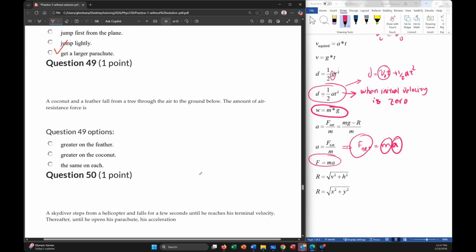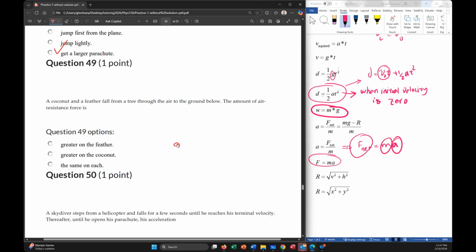49. A coconut and a feather fall from a tree through the air to the ground below. The amount of air resistance force is greater on the feather, greater on the coconut, or the same on each? What is the air resistance force?